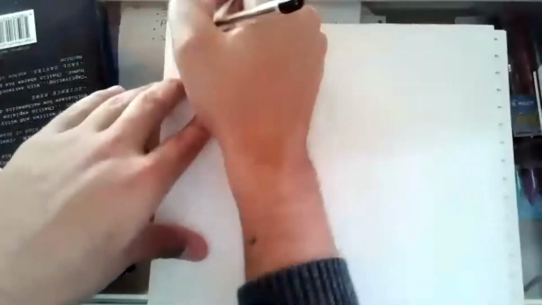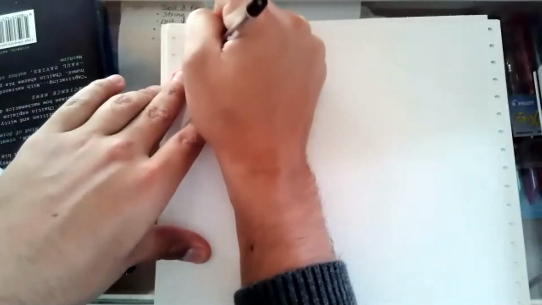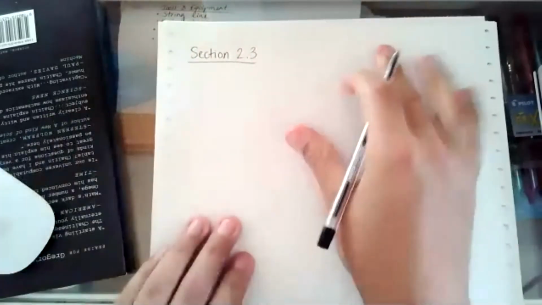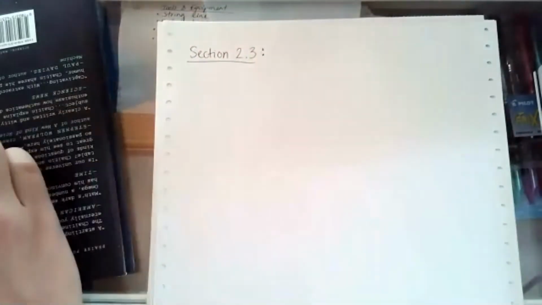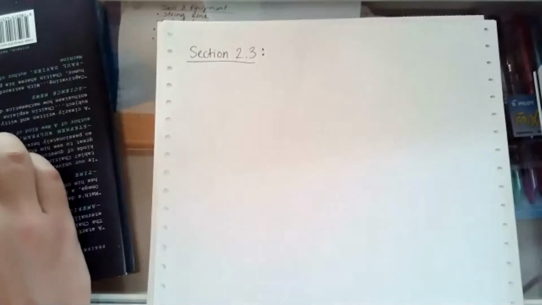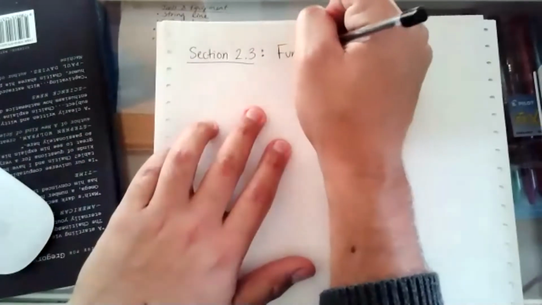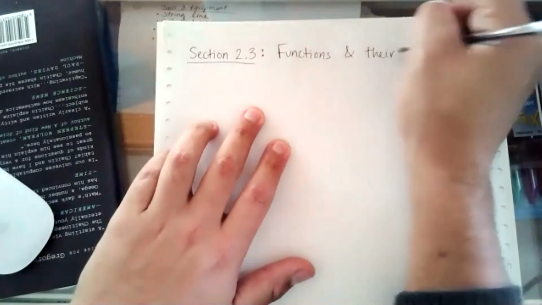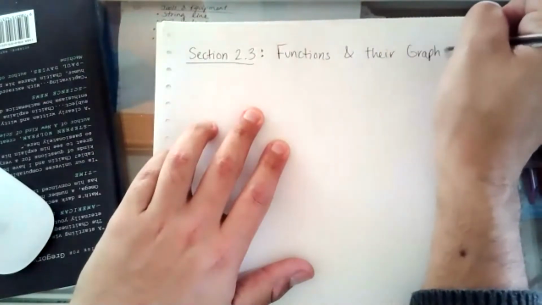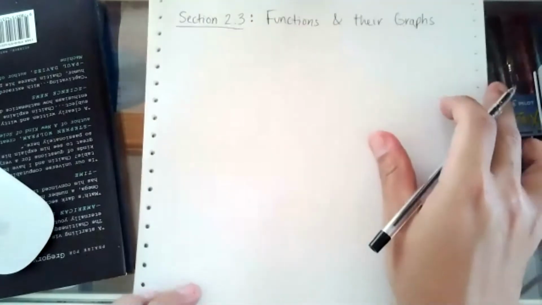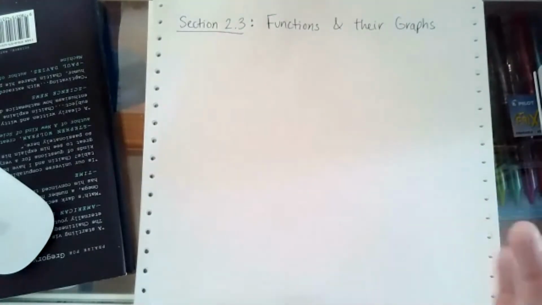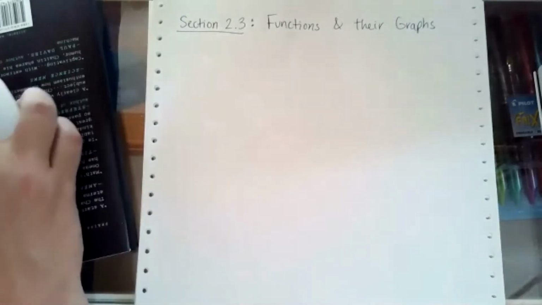So last time we were talking about section 2.3, which was basically functions and their graphs. We're going to see a lot of graphs today in the same way that we saw graphs last time. So if I draw them really quickly and you need a little bit more time, just let me know.